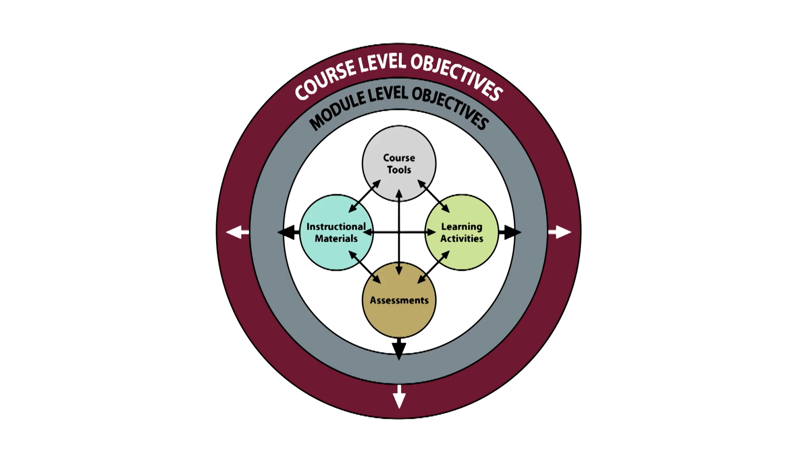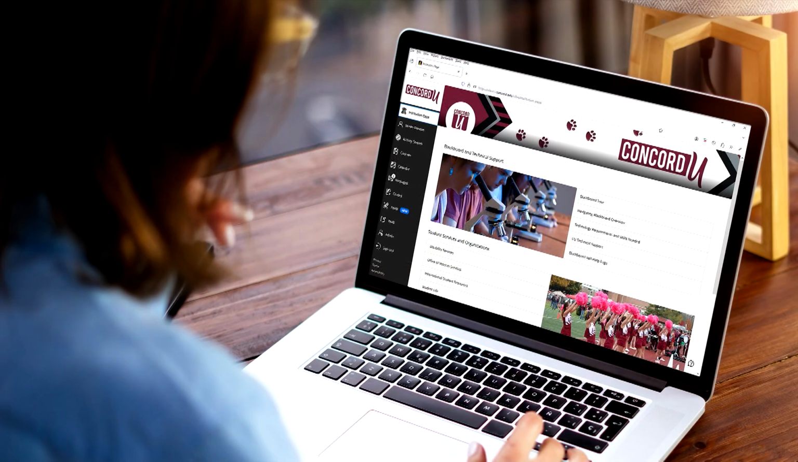As this diagram is a modified bullseye, we see specific items that are included so that students can meet individual module level objectives and ultimately the overarching course level objectives. These encapsulate the learning that you desire your students to meet by the completion of the class.